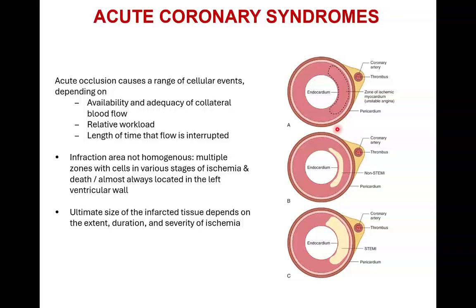Right? So we can have an acute occlusion. We're talking here about a thrombus. Everybody has a plaque. Somehow the plaque's been ruptured. The thrombus is forming, right? So the thickness of the heart wall that will be affected will be dependent on blood flow, the relative workload of the heart, and how long that flow is interrupted.